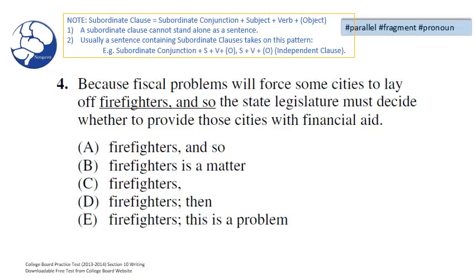Okay? So now let's look at our sentence here. Because is our subordinate conjunction. Fiscal problems are the subject and will force is a verb. Keep this in mind as we go through all of our choices. Looking at choice A, I notice we have a conjunction, a coordinating conjunction.